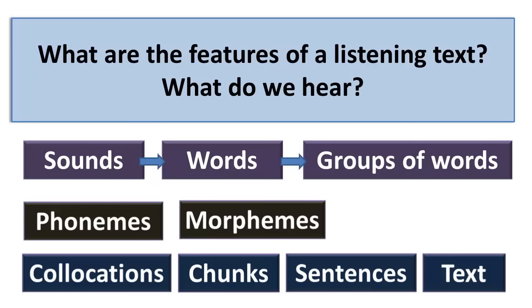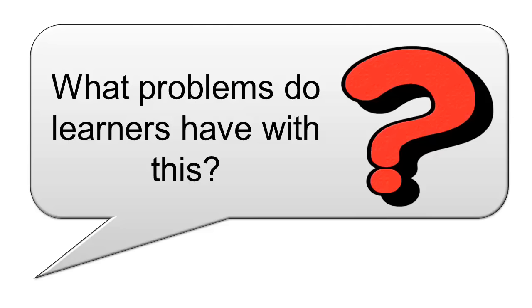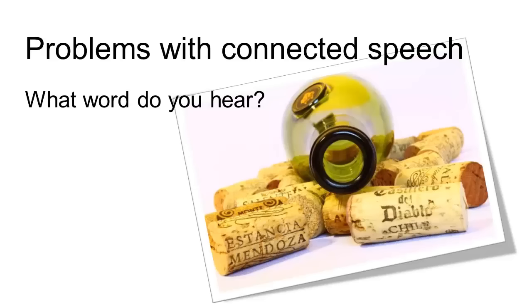So this sounds simple enough, but of course, there are some problems for learners. So what problems do they have? Well, one of the big ones is with connected speech. English has some serious problems with this. So I'm going to give you a word. This is an English word, I promise you. And I'd like you to tell me what word it is.